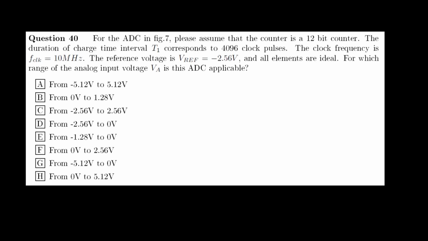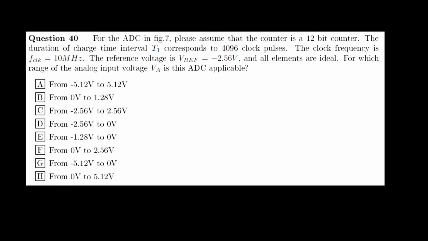This video will discuss question 40. For the ADC in figure 7, please assume that the counter is a 12-bit counter. The duration of charge time interval T1 corresponds to 4096 clock pulses. The clock frequency is 10 MHz, the reference voltage is -2.56 and all elements are ideal. For which range of the analog input voltage VA is this ADC applicable?